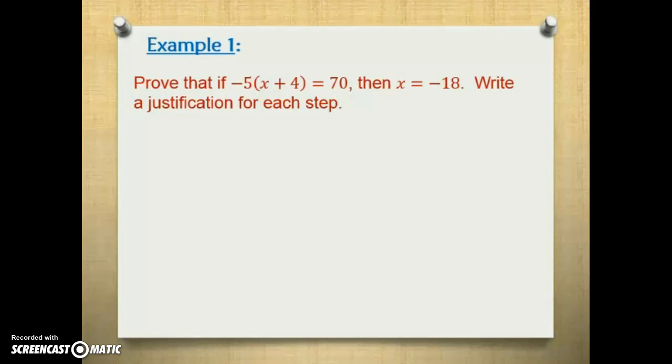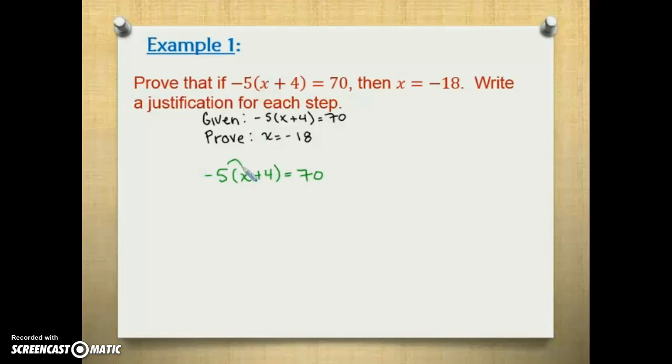So for example 1, it says, prove that if negative 5 times x plus 4 is equal to 70, then x is equal to negative 18. Write a justification for each step. So anytime you do a proof, you always want to write your given and then what you're trying to prove. So they told me that negative 5 times x plus 4 is equal to 70. I am trying to prove that x is equal to negative 18. So let's go ahead and do that. So I'm going to start off by writing my problem, and then I'm going to go ahead and justify each step that I do algebraically to solve for x.